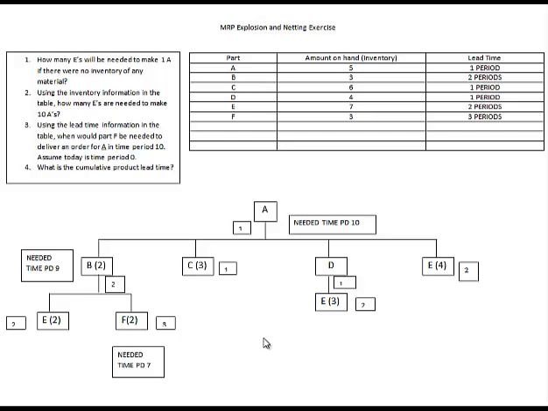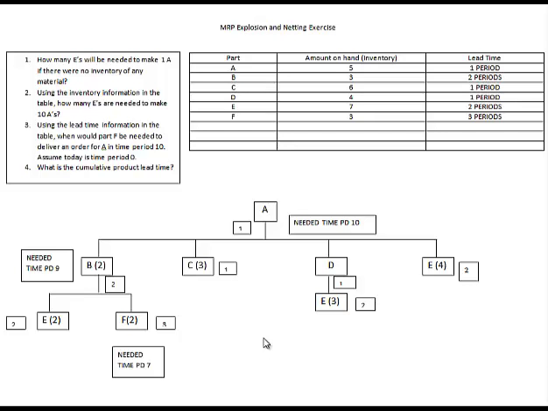Part B is needed in time period 9. So how did I come up with time period 9? It's just a question of time period 10 minus 1 time period for the lead time. So 10 minus 1 is 9. Notice we didn't do any multiplication. All we did was just simple subtraction. So we know that part B is needed in time period 9.